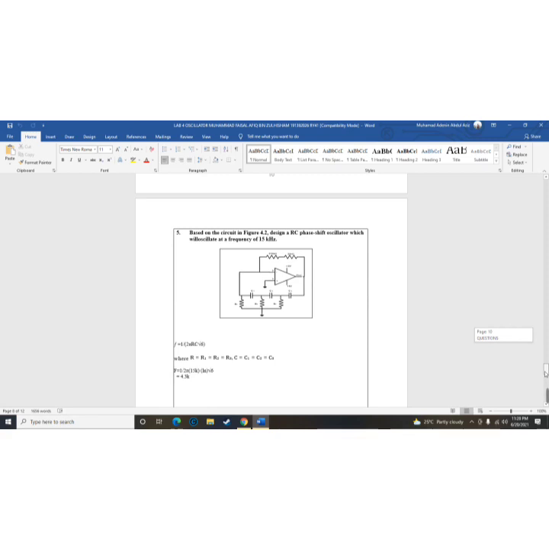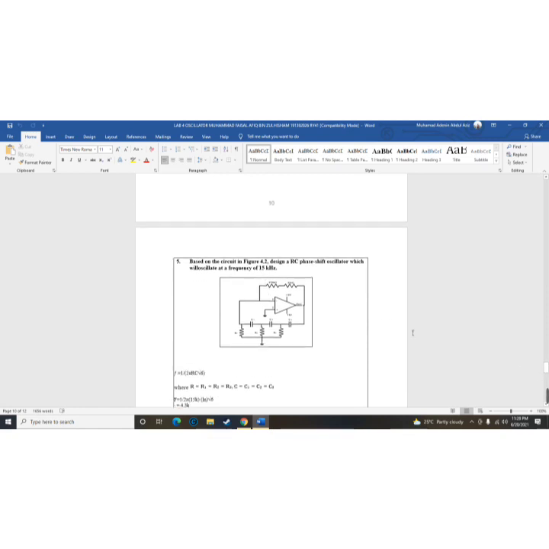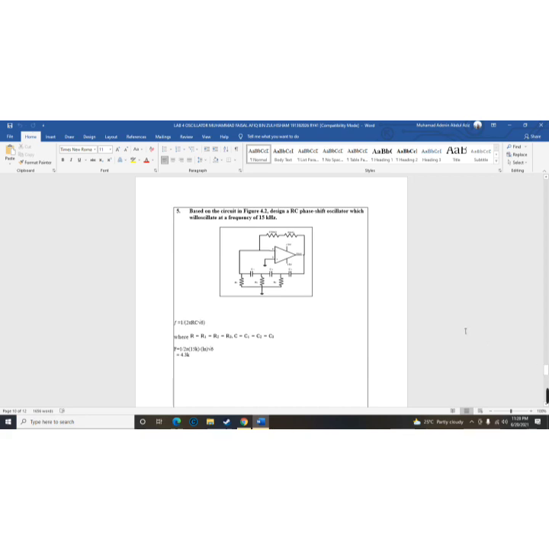Okay, for question 5, I will explain a little bit. Before that, we were using a frequency of 10 kilohertz, and just now we have to change to 50 kilohertz. This is the circuit for the RC phase shift oscillator, and now we just put the value of 50 kHz into the formula given, and we get the answer 4.3 kilohertz.